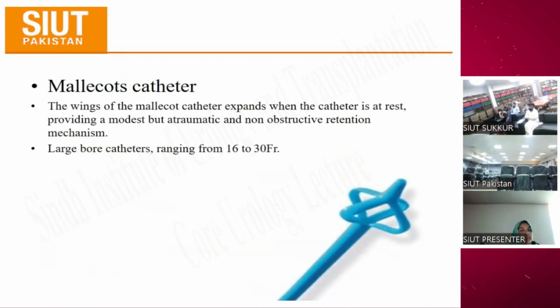Malecot catheters. Malecot catheters have wings at the tip, so they provide a modest, atraumatic, non-obstructive retention mechanism. They are large bore catheters ranging from 16 to 30 French. So these have a good retention mechanism. They are usually placed in frail or mentally challenged patients, so they cannot pull out their nephrostomy tube. And when there is thick pus coming out from the system, we can also place these Malecot catheters.